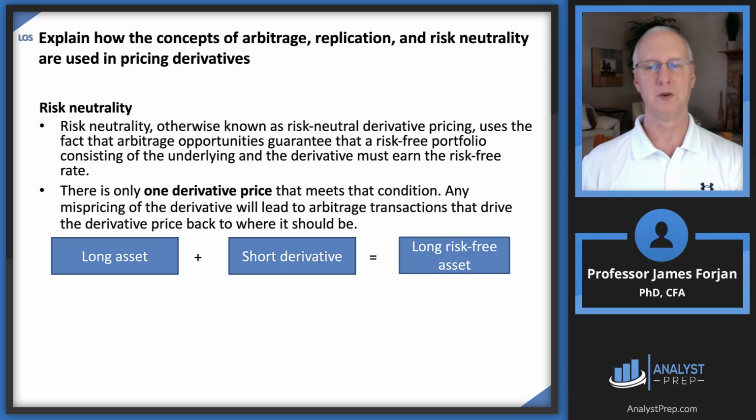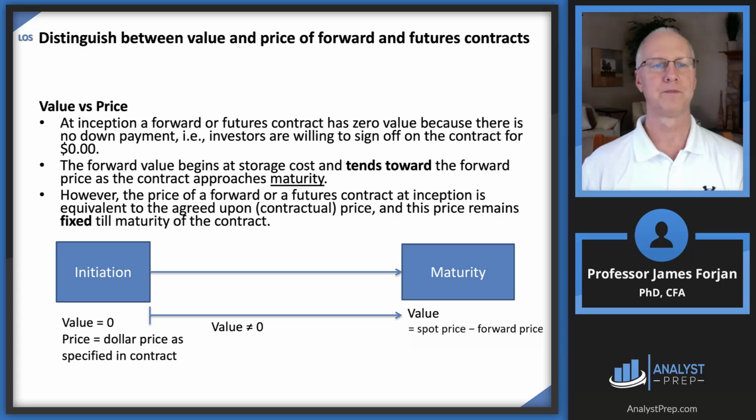And so risk-neutral derivative pricing is extremely important in the concept of derivative pricing in that it relies on arbitrage opportunities guaranteeing that a risk-free portfolio can be generated by using a risky equity security or a risky apple and some kind of a derivative. And so there's only one derivative price that meets that condition. And so there's that formula that we used just a moment ago.